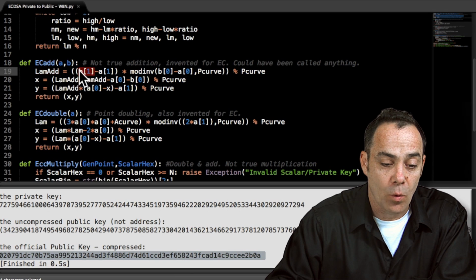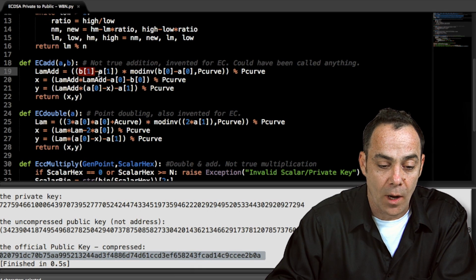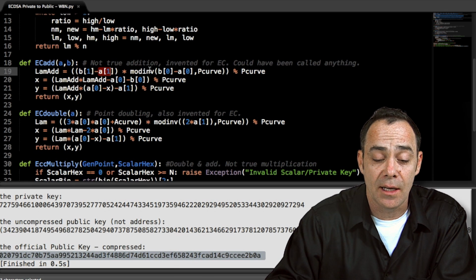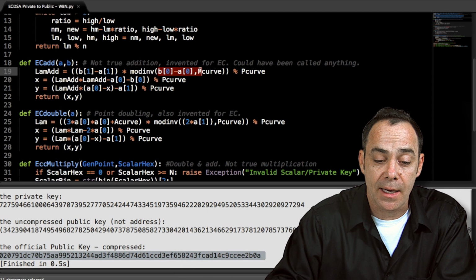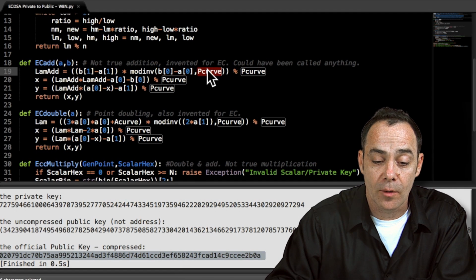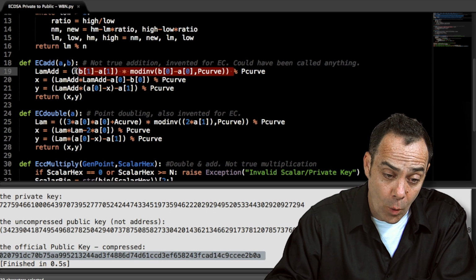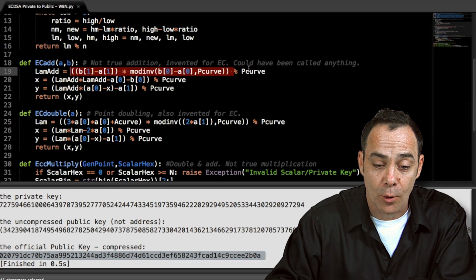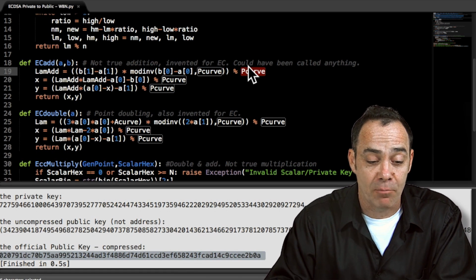So here's y of the second point, because x is actually when you put a 0 in there. And here's y of the first point, and then you multiply it times the modular inverse, okay, which is really divided by the x and the x, modded again by the prime number, the big prime number, the p curve, okay? And then when you get that whole quantity, well, you go ahead and mod the whole thing again, okay? Lots of modding going on.